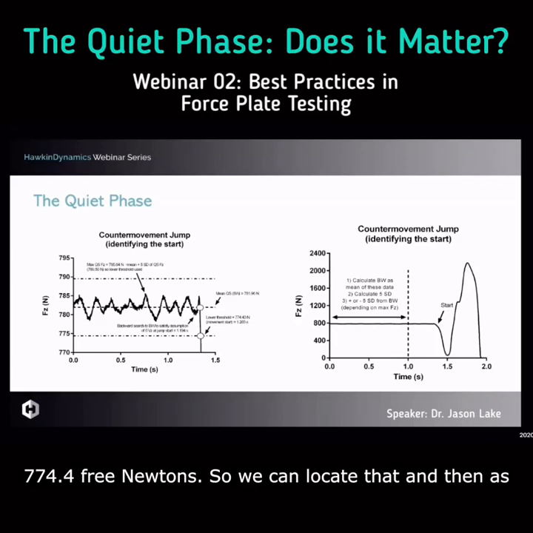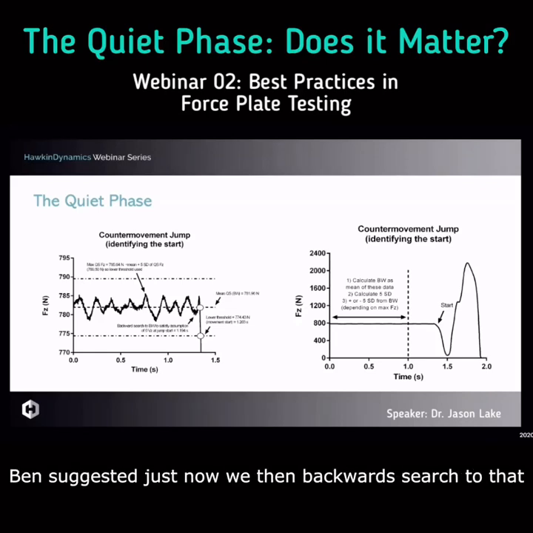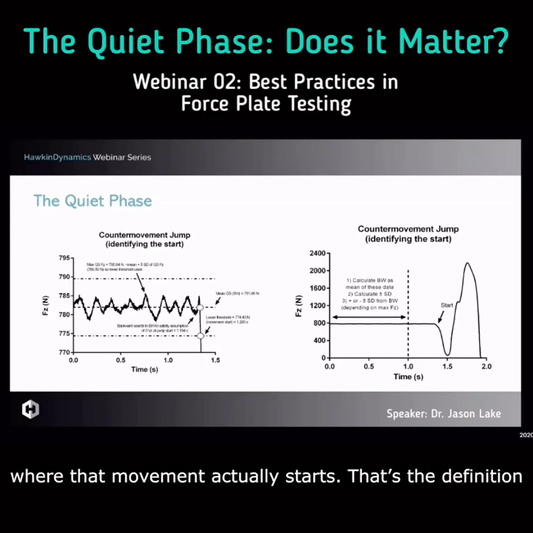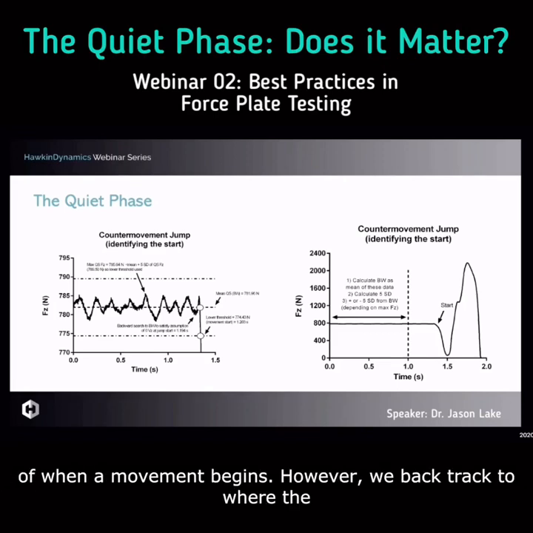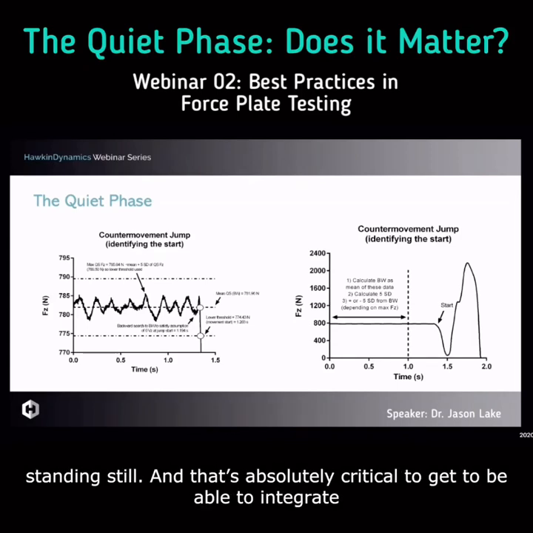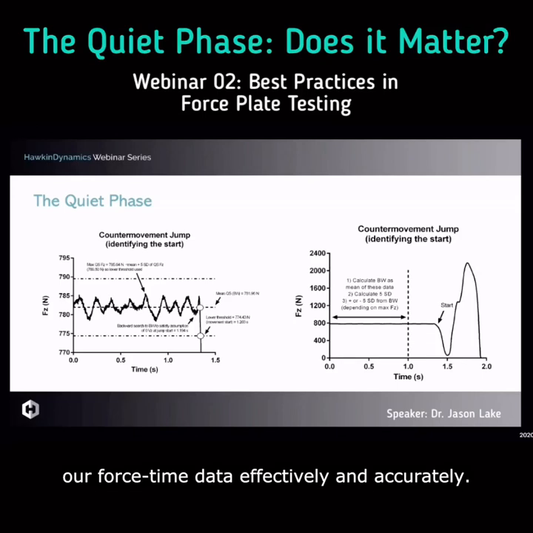So we can locate that, and then as Ben suggested just now, we then sort of backward search to that last instance of body weight occurring. And so what we're going to have then is where the threshold breaks 5 standard deviations, whether it's plus or minus, that's where that movement actually starts. So that's the definition of when a movement begins. However, we backtrack to where the last instance of body weight is, so we can actually work on the assumption that our athlete is still standing still. And that's absolutely critical to be able to integrate our force time data effectively and accurately.